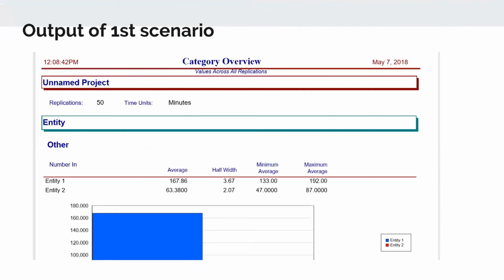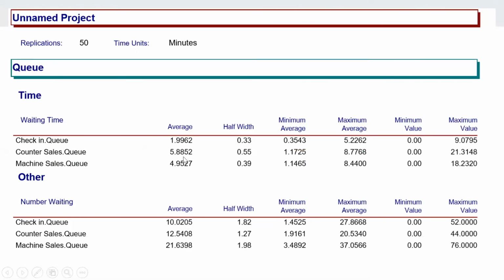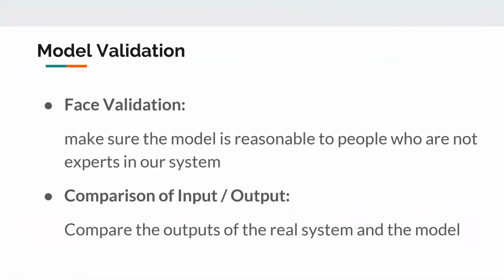Then we ran the simulation with 50 replications to generate the first report. The length of each run was 30 minutes. In report 1, there are about 230 customers entering into the system. The average waiting time for the check-in queue on third floor is about 2 minutes. The average waiting time for counter sales queue is about 5.89 minutes, and the average waiting time for machine sales is about 4.95 minutes.